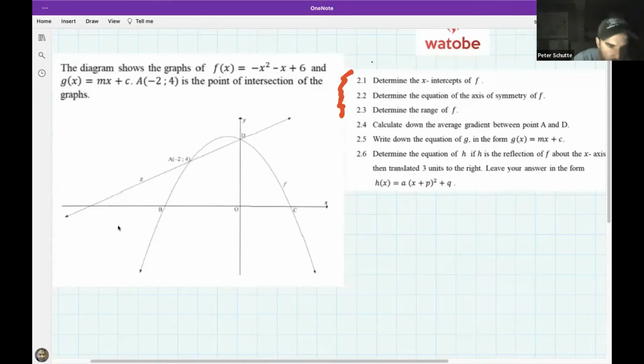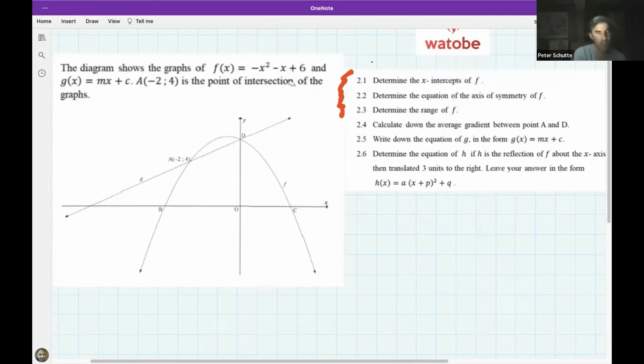Domain: always x is an element of the reals. It is for a parabola, yes. In a parabola, it will always be x is any real number, because any x value that I put into this function f will give you an output y value. So it doesn't matter, any x is valid.